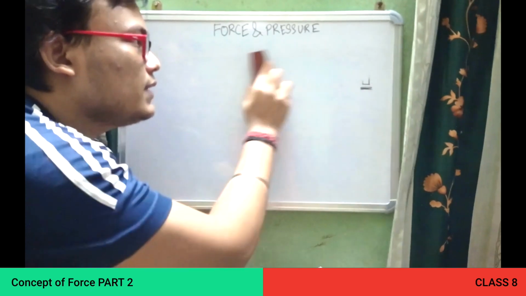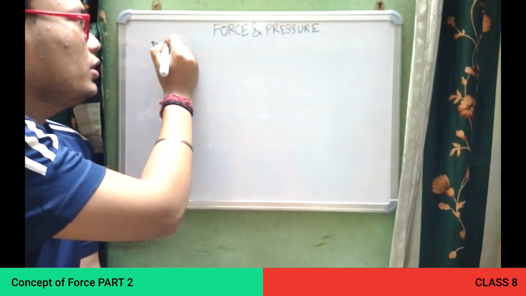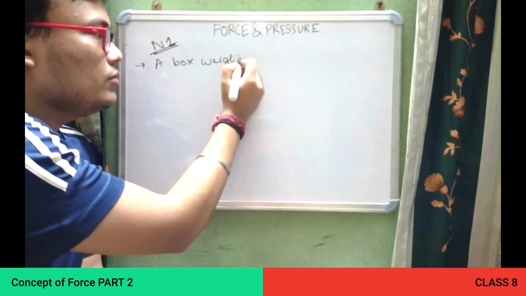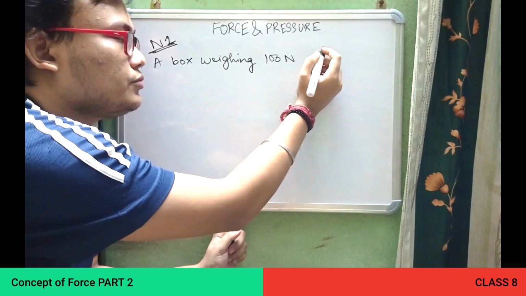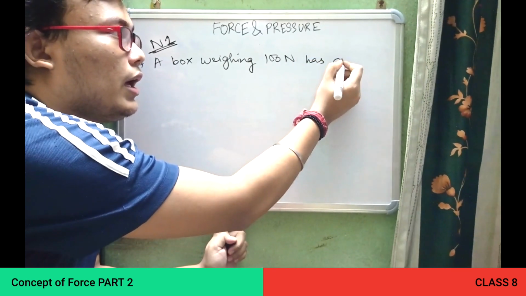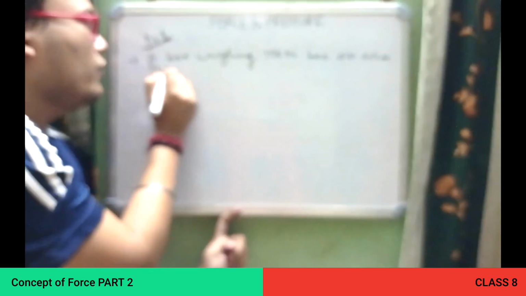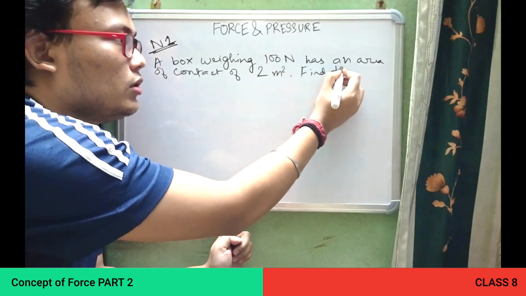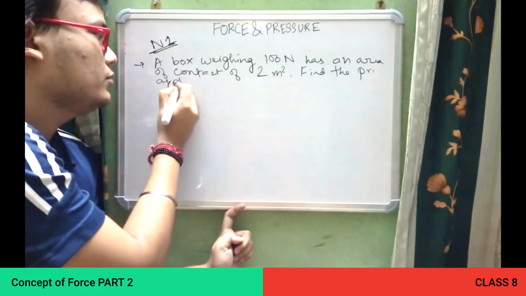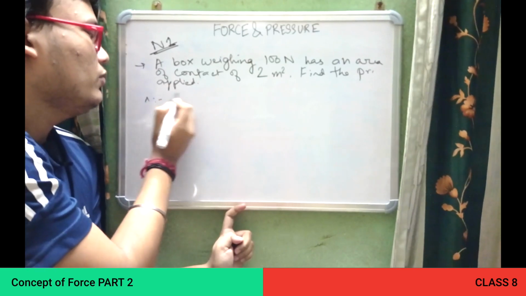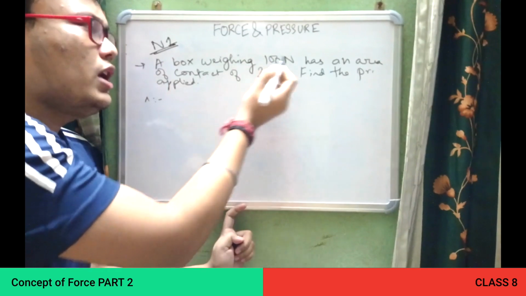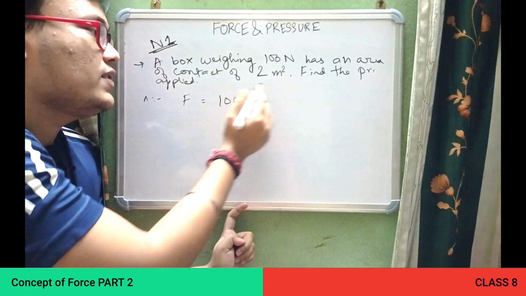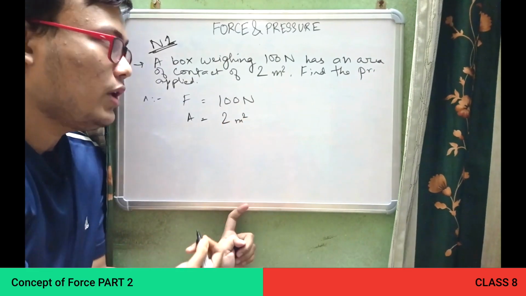Numerical 1 says that a box weighing 100 newtons has an area of contact of 2 meters square. Find the pressure applied. So first we will write down the parameters which are given. A box weighing 100 newtons, which is equal to the force applied by it. So force is given as 100 newtons. The area of contact is given as 2 meters square. Find the pressure applied.